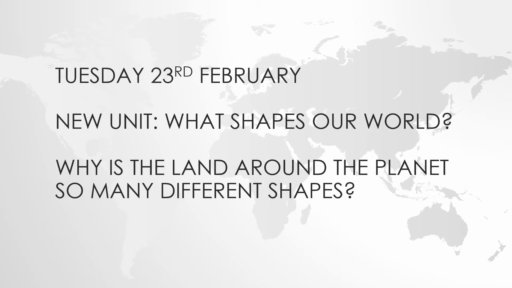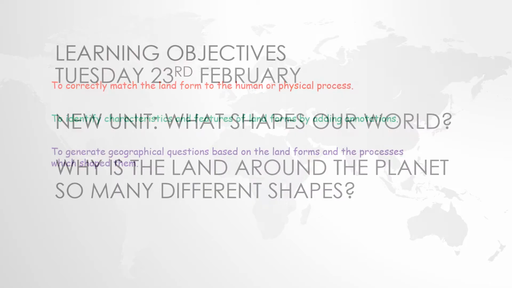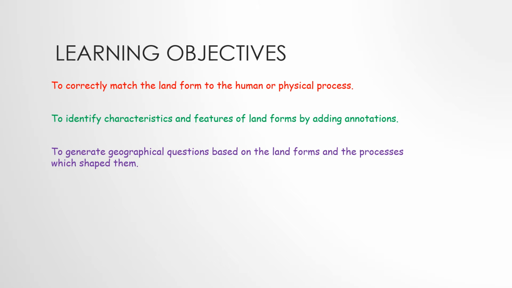Okay then, moving on, our new unit in geography this term is what shapes our world. Now, key question for today is, why is around the planet so many different shapes? If you're in school, you need to write down your learning objective based on your colour group, and if you're at home, have a close look at your colour learning objective and let's read them all.